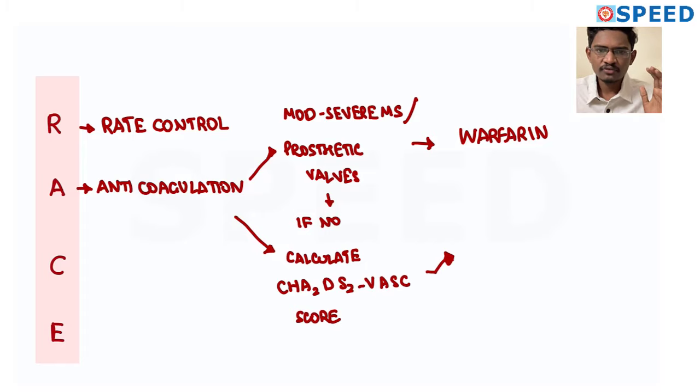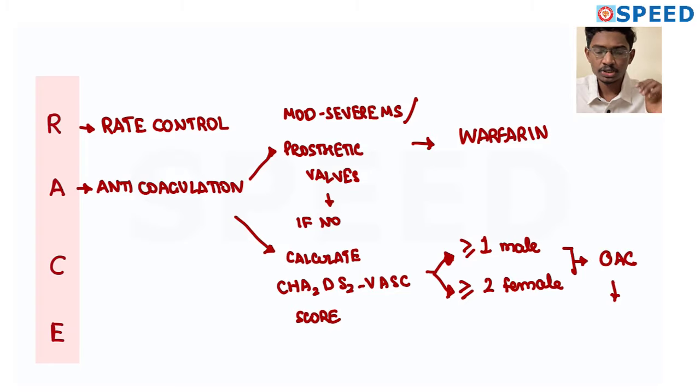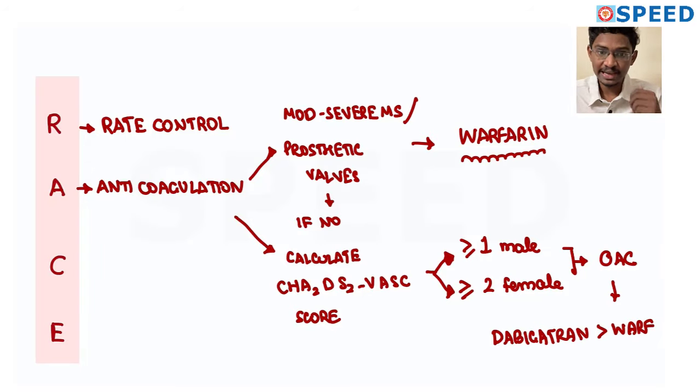So here, if the score is equal to 2 in females and more than or equal to 1 in males, you should go for oral anticoagulation like dabigatran or warfarin. Always prefer dabigatran over warfarin in non-valvular AF cases, because novel oral anticoagulants like dabigatran... what is the mechanism of action? Dabigatran, the 'tran' means thrombin antagonist, direct thrombin inhibitors.